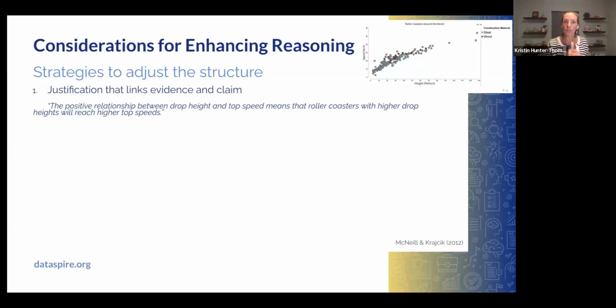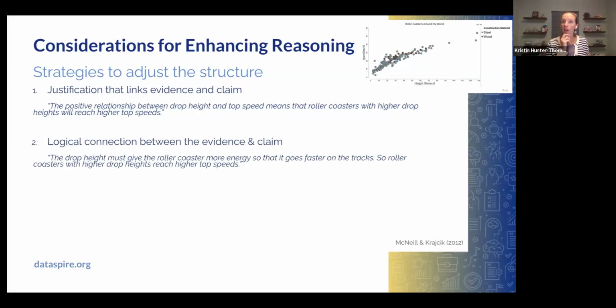The positive relationship between the drop height and the top speed, that's what we were talking about, means that roller coasters with a higher drop height reach a higher top speed. Now, that is helping them link what they've seen, the evidence of that positive relationship, to what it could mean, right? It means that connection there. What does that pattern mean? That's a key component in interpretation that we need in our reasoning.